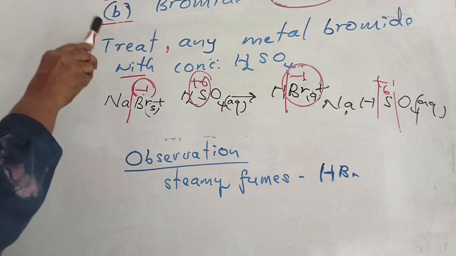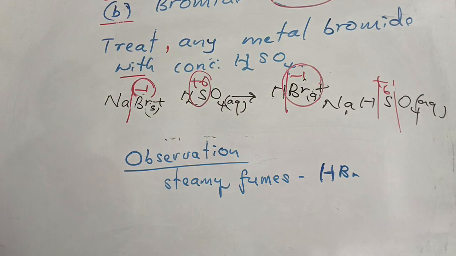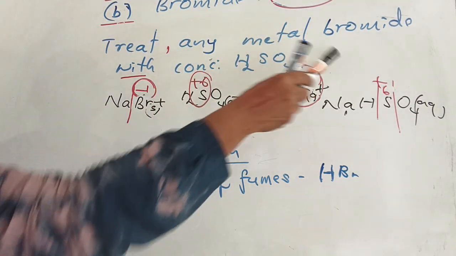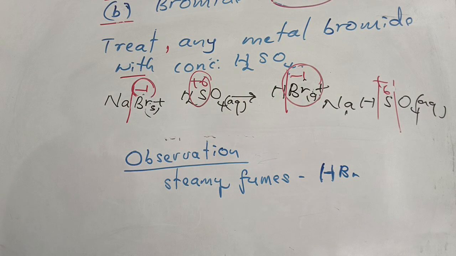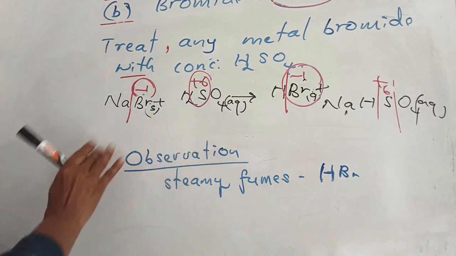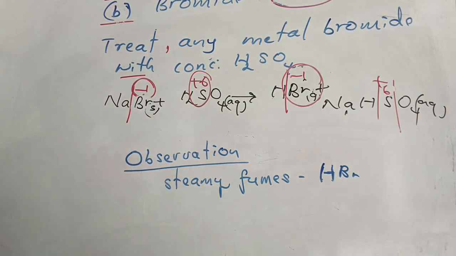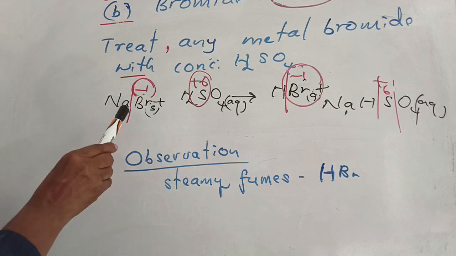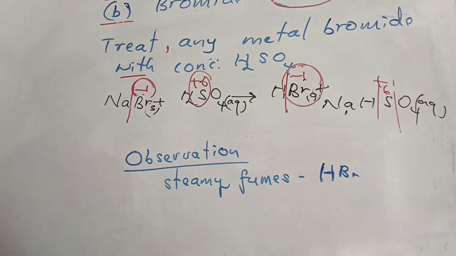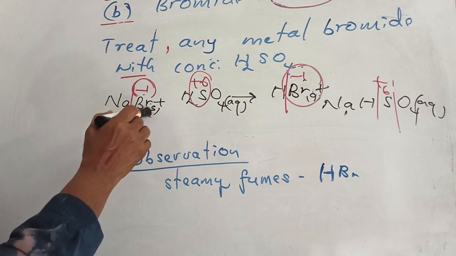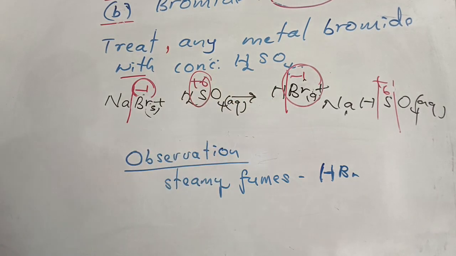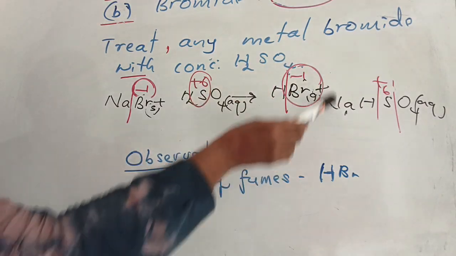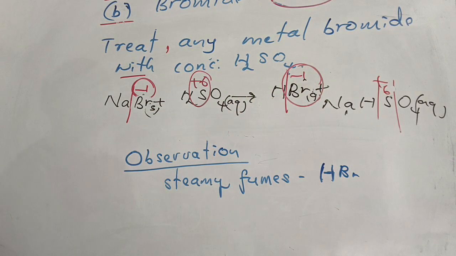In the second condition, condition B, we take the bromide ion and treat any metal bromide with concentrated sulfuric acid. The observation would still be steamy white fumes, because HBr fumes in moist air; hydrogen bromide gas is produced. The first reaction is the same as with HCl earlier. But as soon as the HBr is produced, a further reaction occurs.